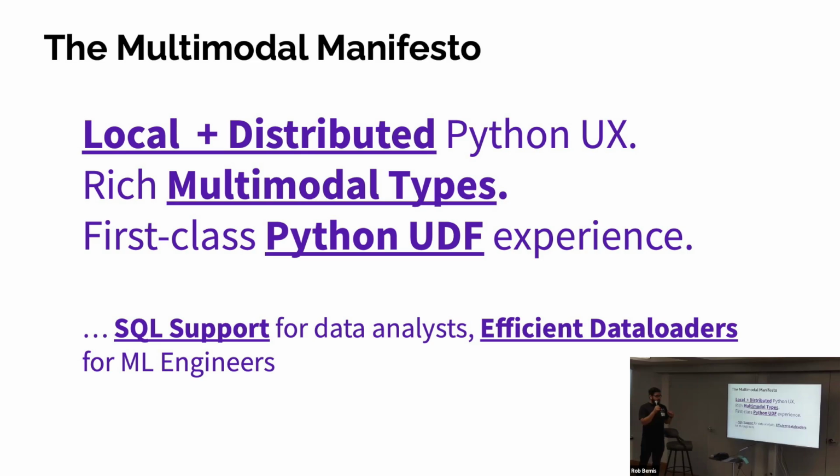And last is we are dealing in Python today, and so we should have a first-class Python user experience. Some secondaries that we believe in: you need SQL support for the other people who are not expressing these workloads and they still need to interact with these systems. And finally, efficient data loaders. This data needs to be ingested by these end systems and they need to be able to pull it very, very quickly.